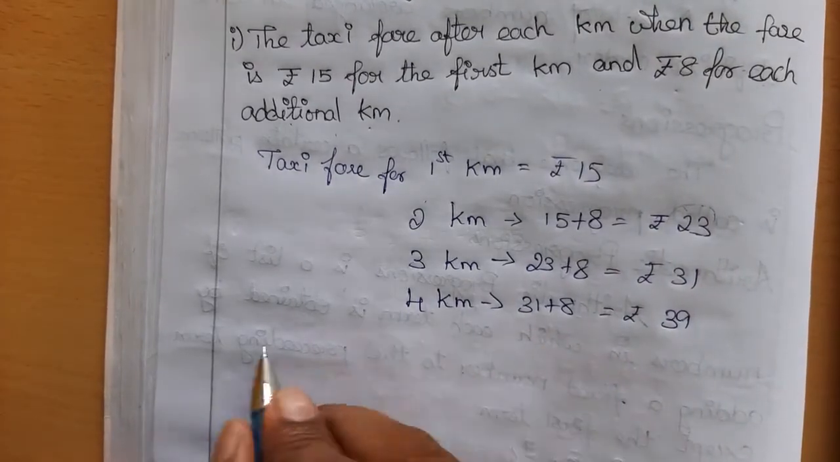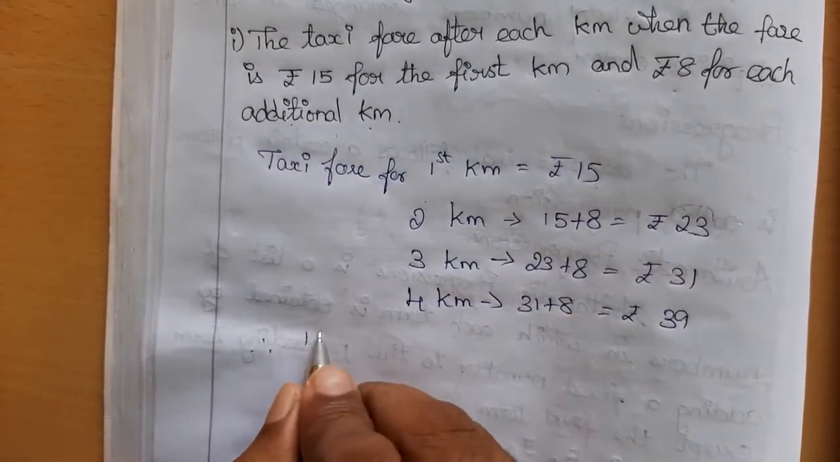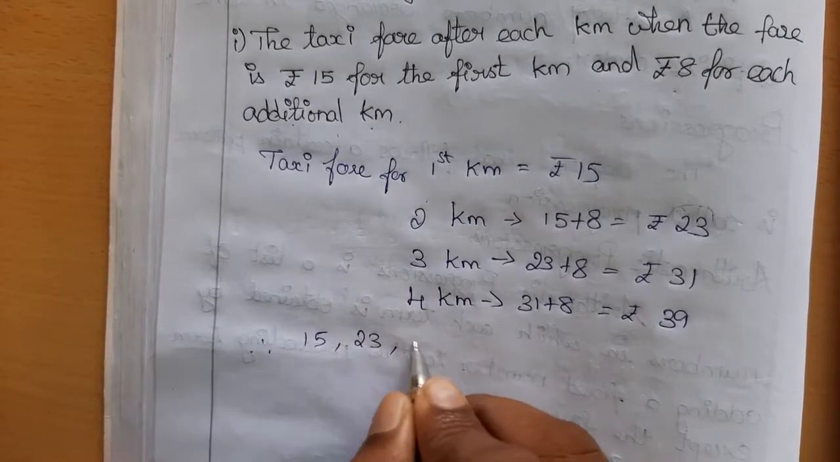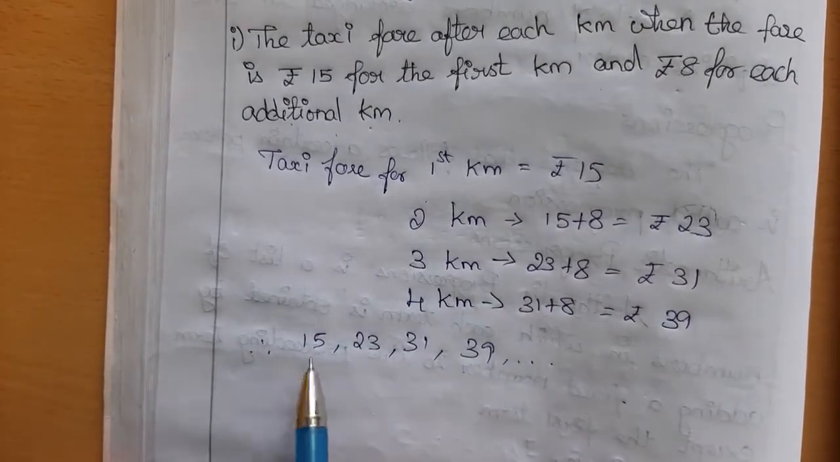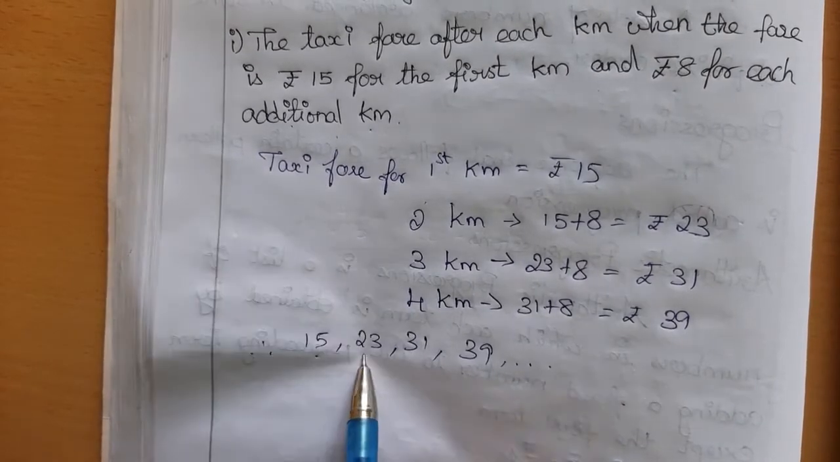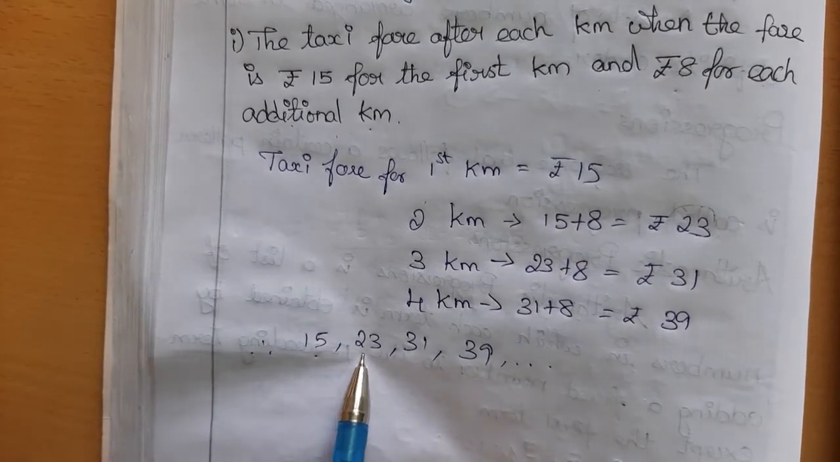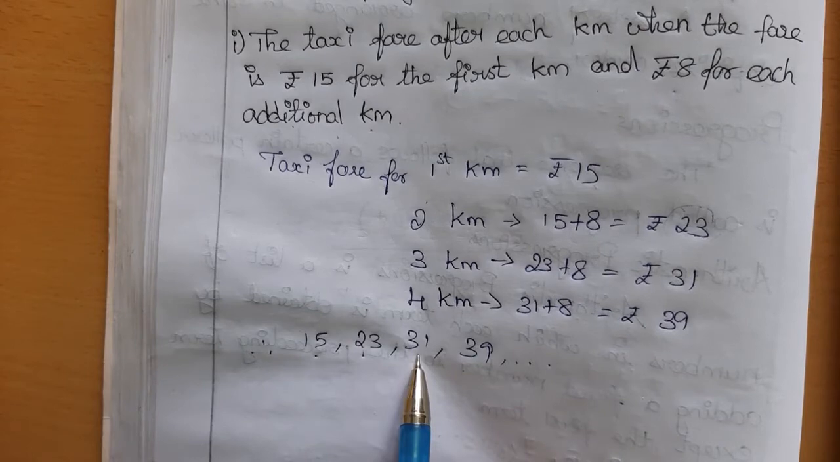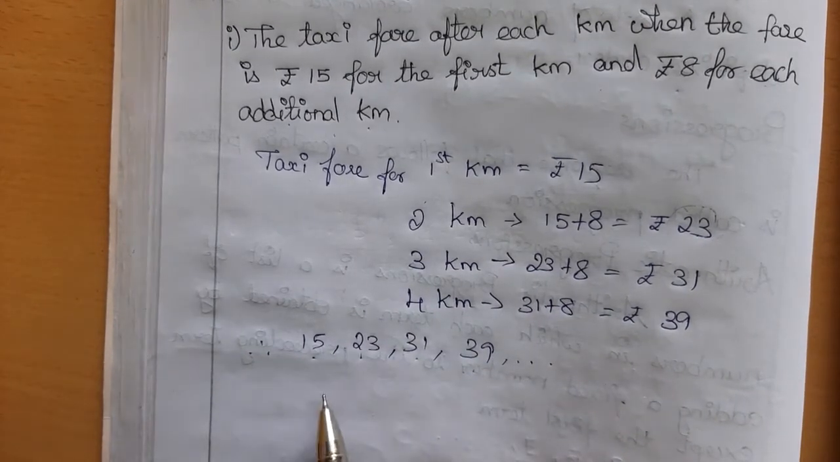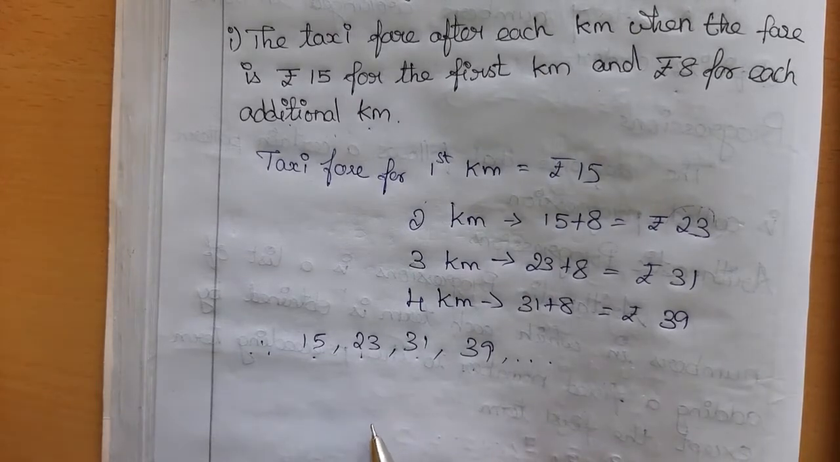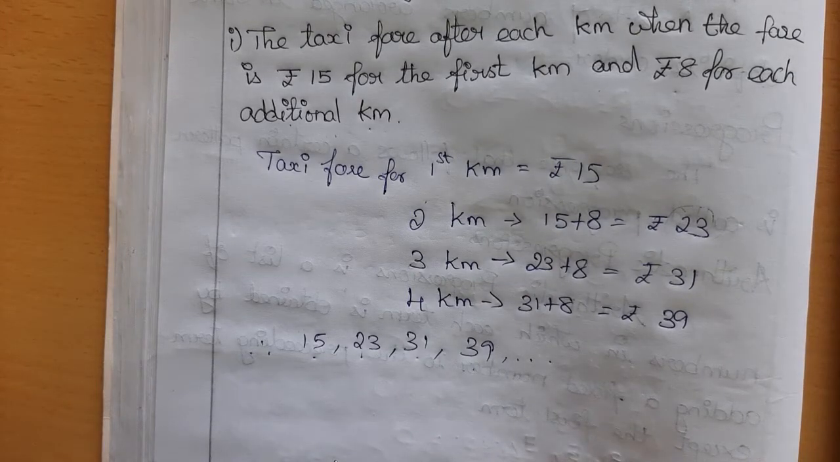So therefore what is the sequence? The sequence is 15, 23, 31, 39 and goes on, right? First kilometer 15, if they travel for 2 kilometers, 23, 3 kilometers, 31 and 4 kilometers, 39 and goes on. So whether it is an AP or not, if it is an AP, the common difference should be the same, right? Yes, it actually makes an AP.